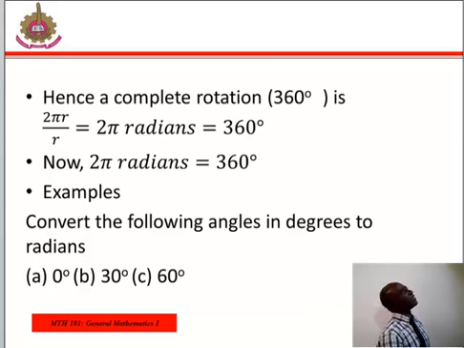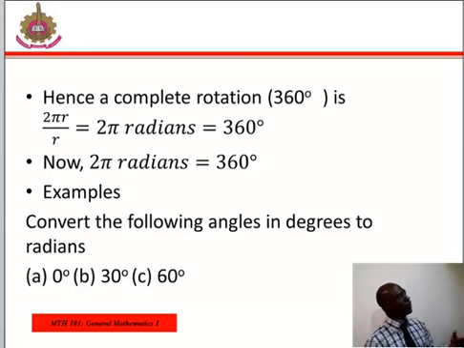Note that the complete rotation of the circle is 360 degrees, and we have 2 pi r all over r, which is equal to 2 pi radians, and in radians this will give us 360 degrees. Now 2 pi radians, as we said, is 360 degrees. Now let's look at some examples.